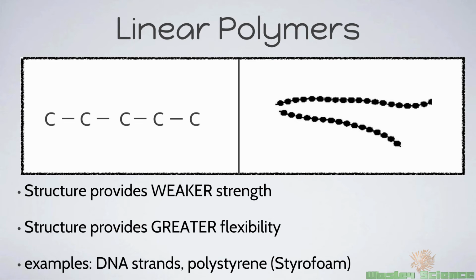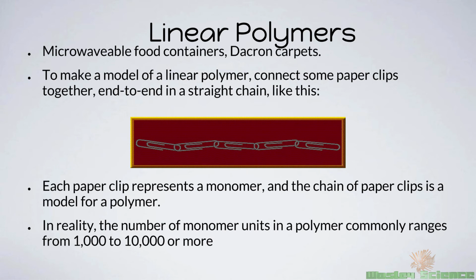the CAP test just loves to use these, so I'd like to expose you to these types of diagrams. So linear polymers, like I said, are used in carpets and microwave food containers. If you just connected a bunch of paper clips together, you'd have an example of a linear polymer. They can range from 1,000 to 10,000 and even more monomer units.